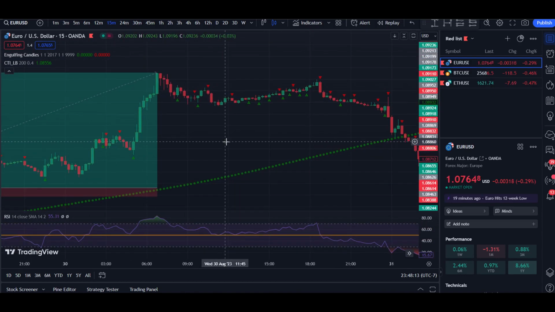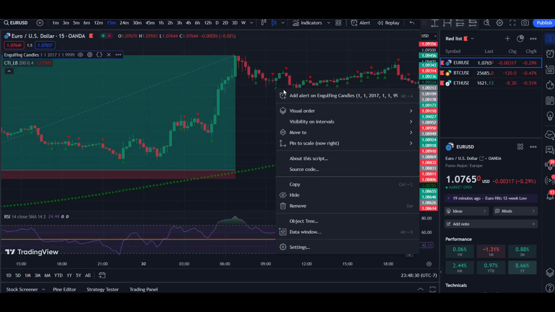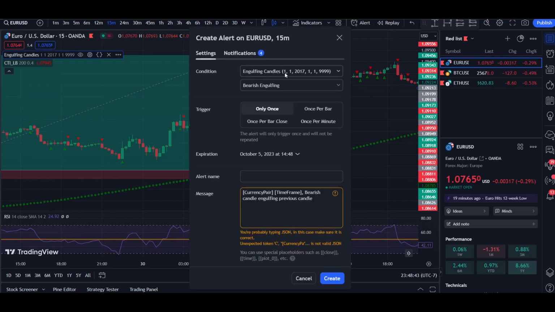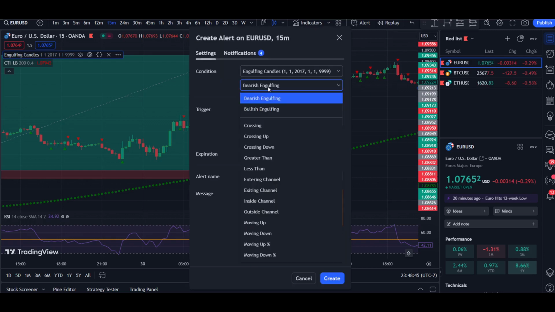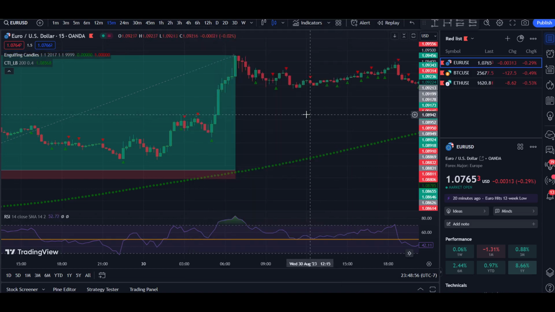All right, so for setting up alerts using this strategy, the best thing that I found to do, we're going to right-click on one of the triangles. We're going to click Add Alert on Engulfing Candles. After that, we're going to make sure that it says Engulfing Candles, and we're going to make 2 alerts. We're going to do one for bearish engulfing and one for bullish engulfing. We're also going to click on once per bar close. After that, every time one of these indicators appears, you'll be alerted on whichever device you're using.